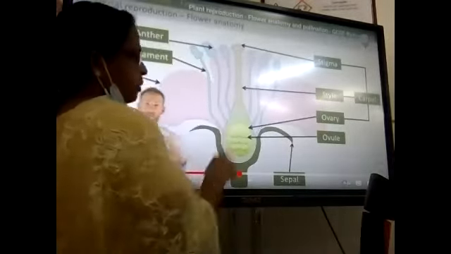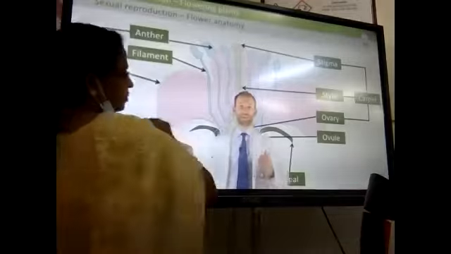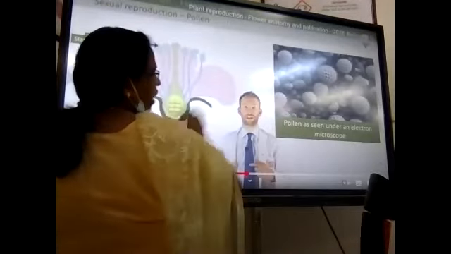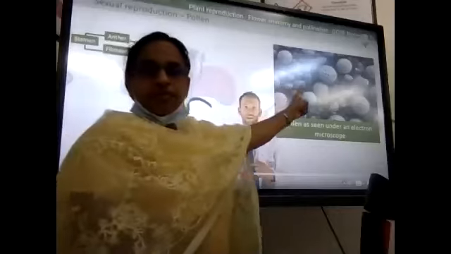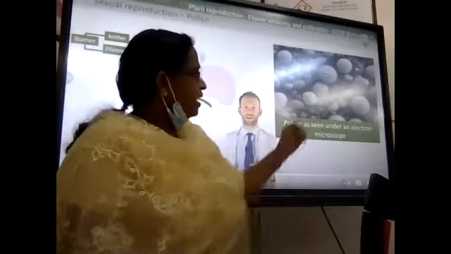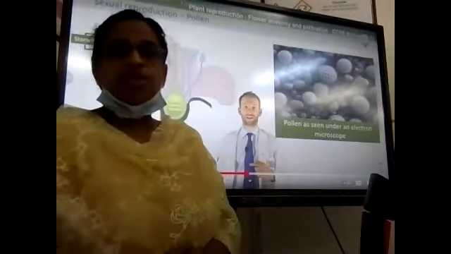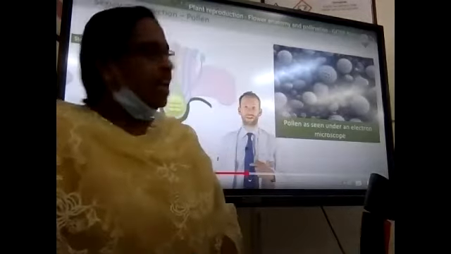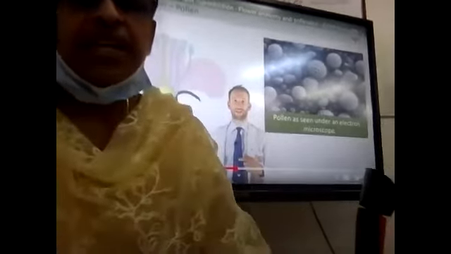I'll show you those pollens. That's where gametes are produced. Pollen is produced in the anther and the ova are found inside. See the pollens. These pollens are seen under an electron microscope, because an electron microscope can show you very much magnified images. You can see there are different kinds of pollens.